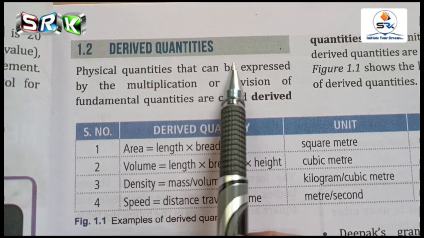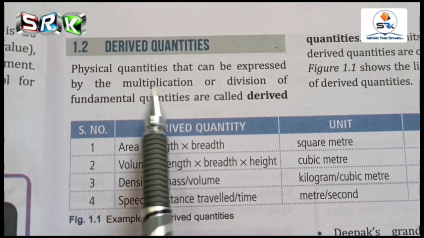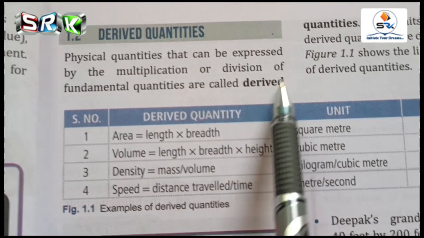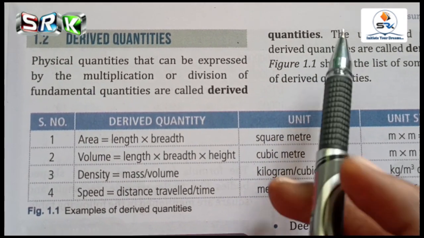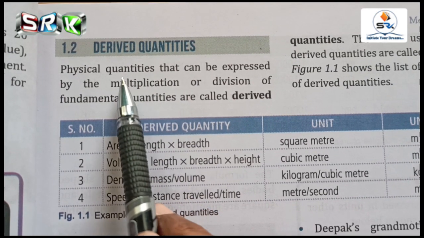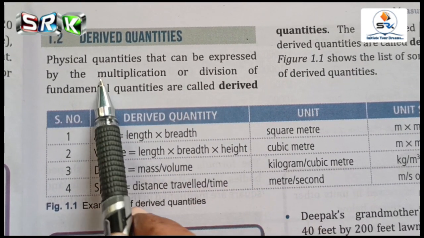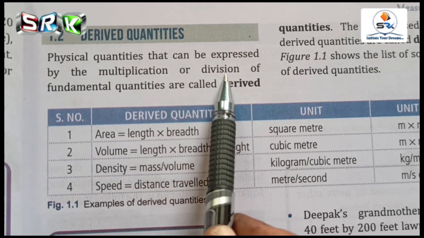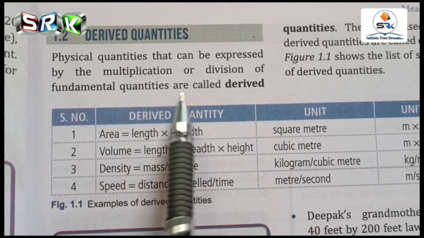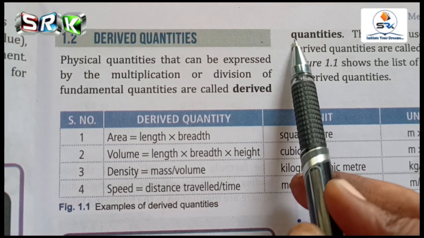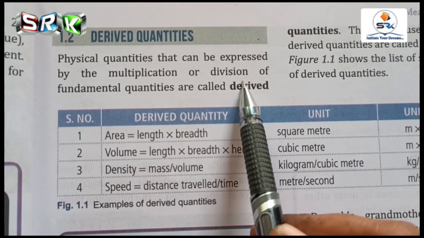Physical quantities that can be expressed by the multiplication or division of fundamental quantities are called derived quantities. So what is meant by a derived quantity? Physical quantities that can be expressed by the multiplication or division of fundamental quantities are called derived quantities. Okay, can you understand the definition of derived quantities?